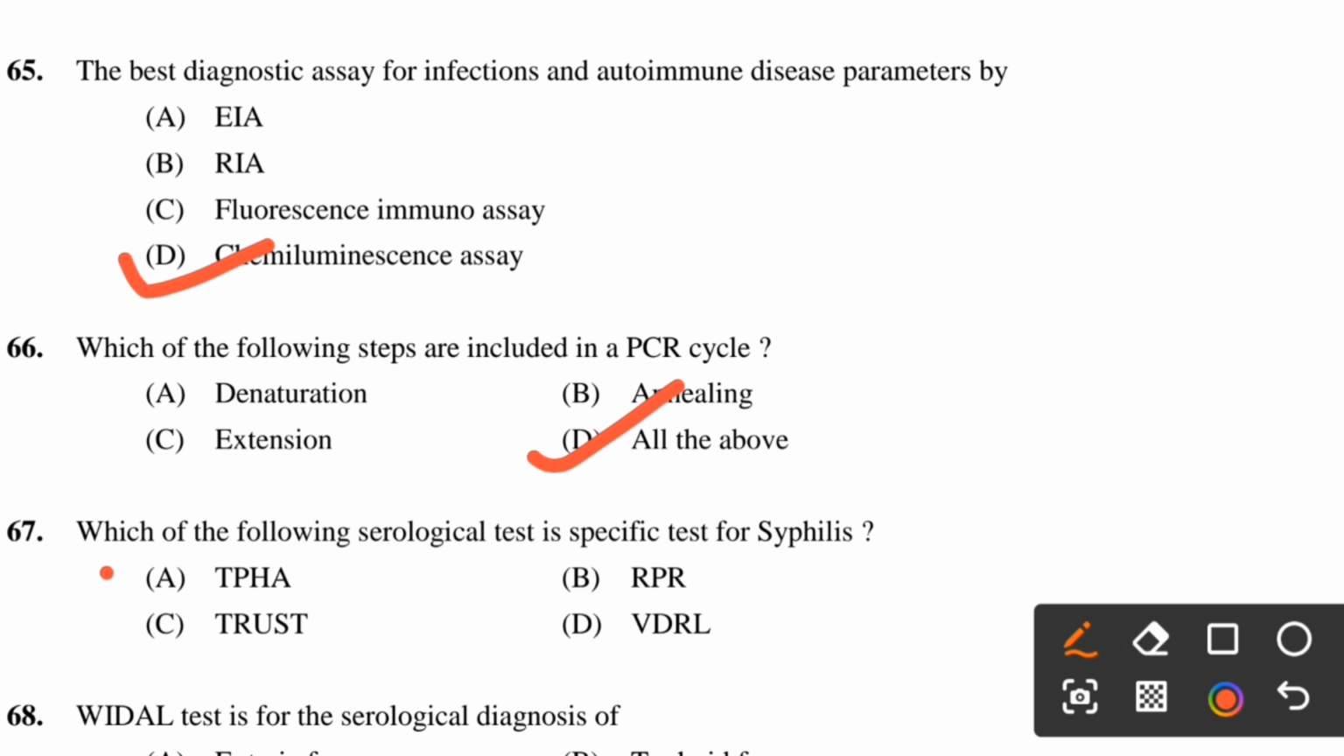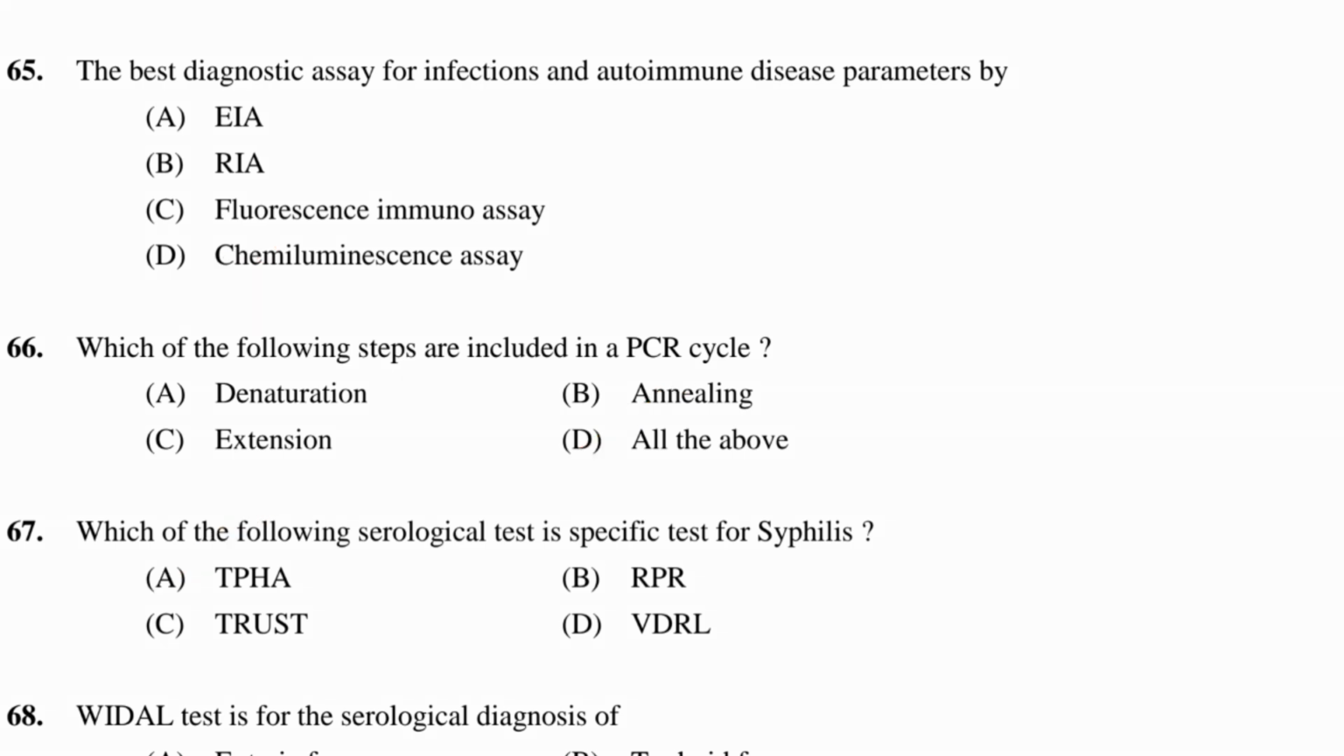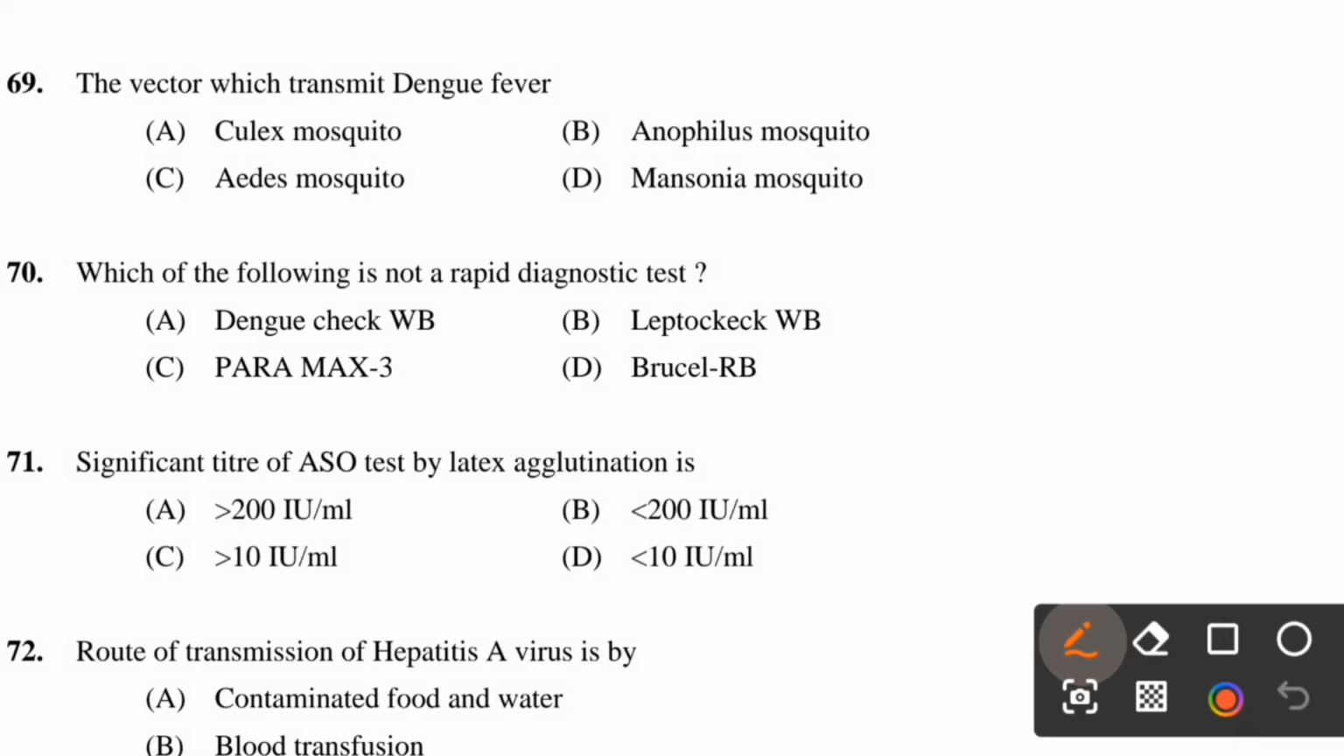Next one, which of the following serological tests is a specific test for syphilis? The right answer is option A, TPHA. Next question, the vector which transmits dengue fever: Culex mosquito, Anopheles, Aedes, Mansoni. The right answer is Aedes mosquito.